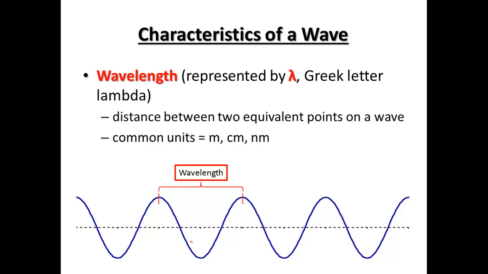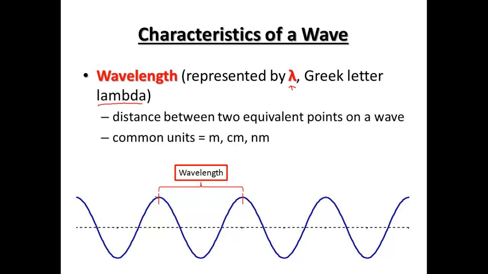Our first term, lambda. Lambda is wavelength. So this will be our first new word, or new part, wavelength, represented by this Greek letter here. So this is lambda. Now lambda is going to be representing wavelength, the distance between two equal points on a wave.